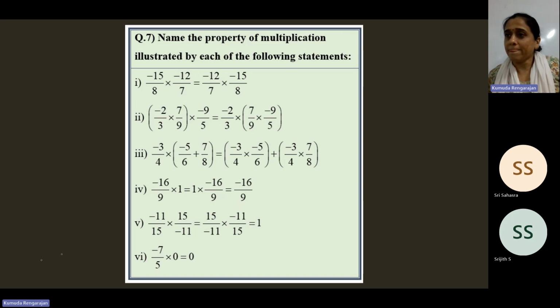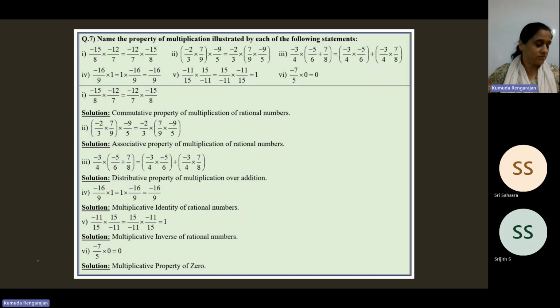And the last one, how was it additive? There is 0 into 0. You can just say that the product of a rational number and 0 is 0. You can just write what I said.